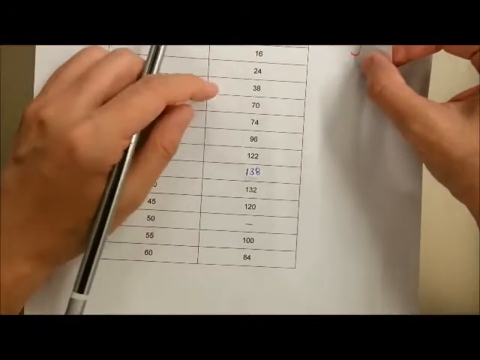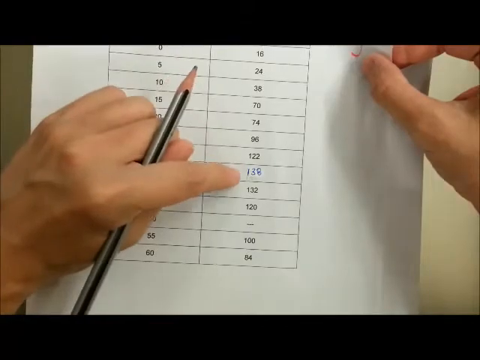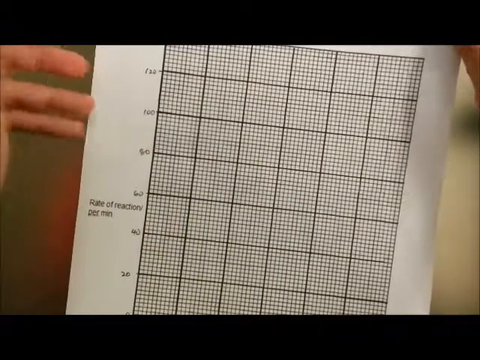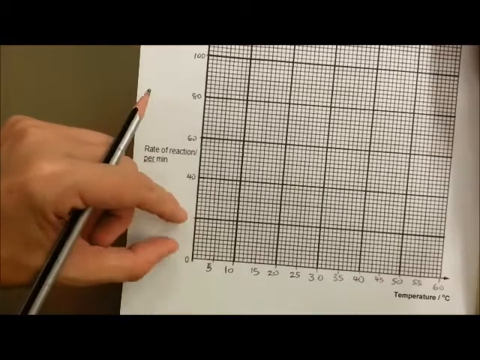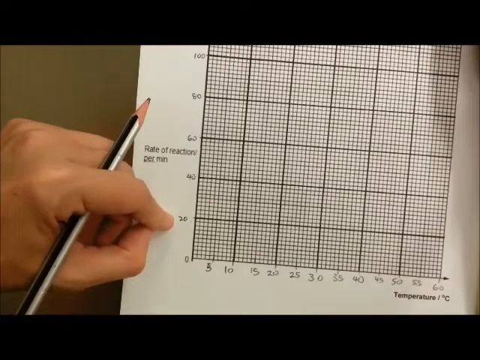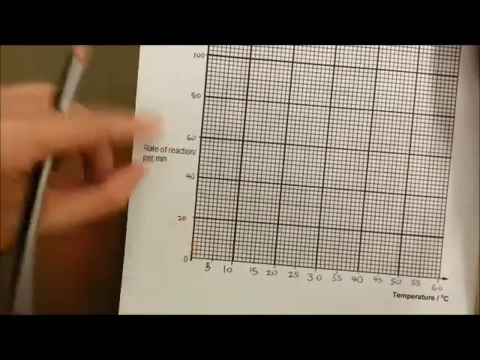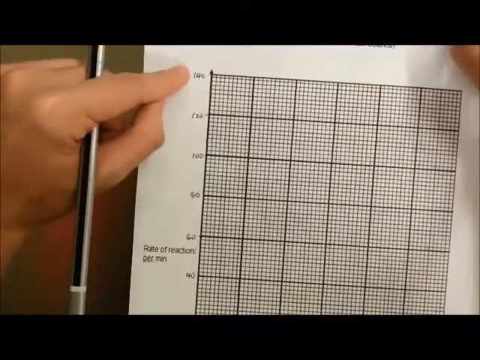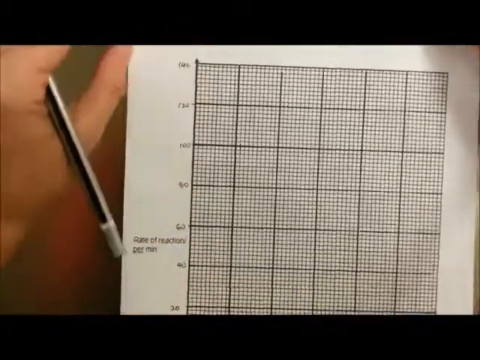For the rate of reaction on the y-axis, I need to plot from 0 to a maximum of 138. Therefore, I divide my y-axis accordingly to 20 rate of reaction per minute for every 10 units. Therefore, I have 20, 40, 60, 80, 100, 120, and 140 here. With that, I'm making full use of the entire graph.